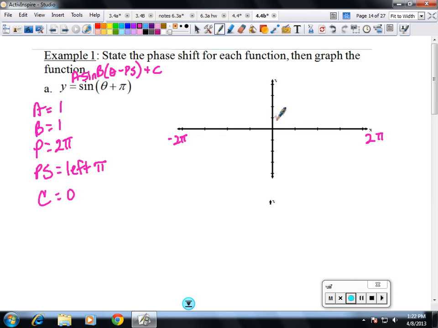My amplitude's 1. Okay, and I'm moving left pi. Well, what I do is I actually go ahead and move my y-axis left pi. Well, if 4 tick marks is 2 pi, then 2 tick marks is pi. And then I just graph my regular old parent graph right here. Sine starts in the sand, and it just bounces.